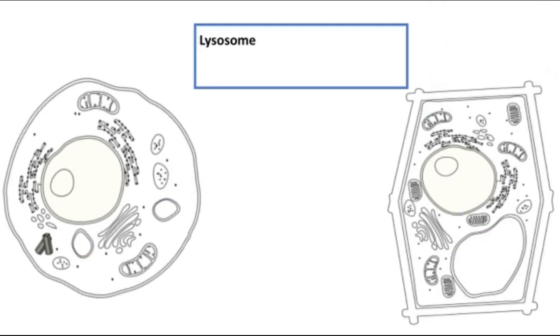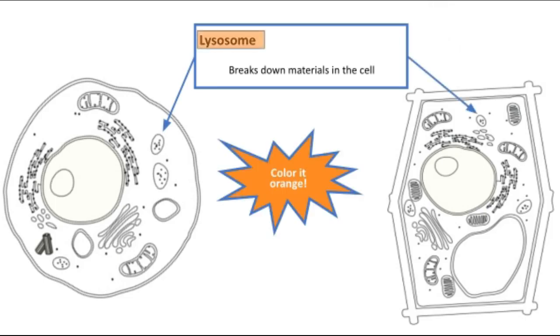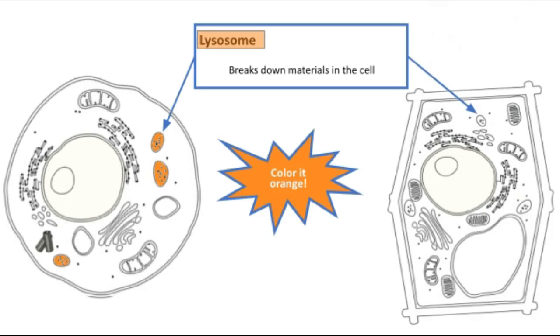The next cell organelle is a lysosome, which is responsible for breaking down materials in the cell. And these are going to be another set of small white circles, but they're going to be a little bit different than the vacuole that we saw in the last one. They're found both in plant and animal cells, and we're going to go ahead and color these ones orange.